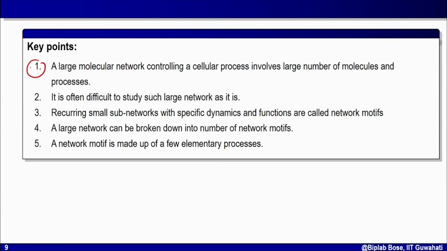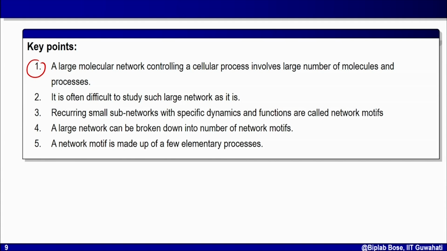A large molecular network controlling a cellular process involves a large number of molecules and processes. It is often difficult to study such a large network as it is, both experimentally and mathematically. Interestingly, there are recurring small subnetworks, which we call network motifs, with specific dynamics and functions. So we want to break down the large network into small network motifs and try to study them or create mathematical models for them. A large network can be broken down into a number of network motifs. On the other hand, a network motif is made up of a few elementary processes.